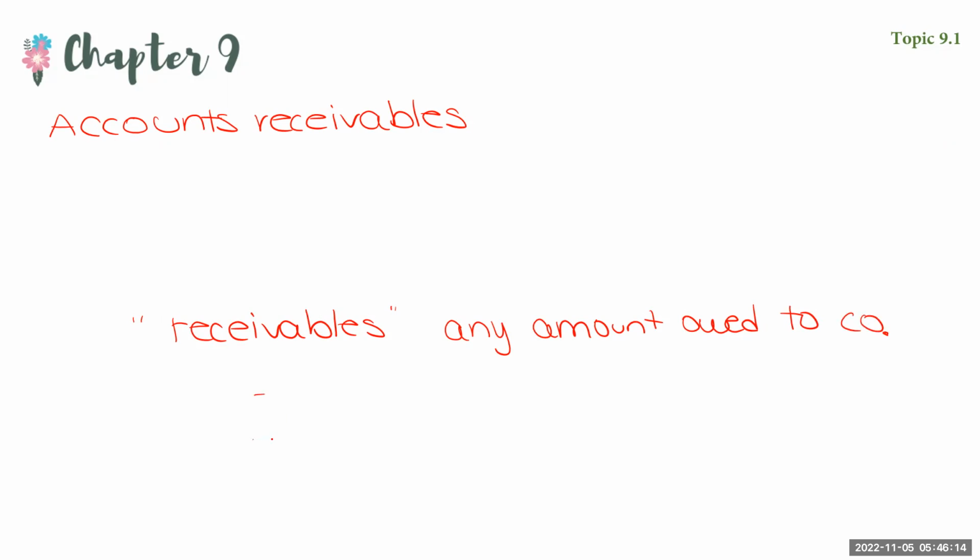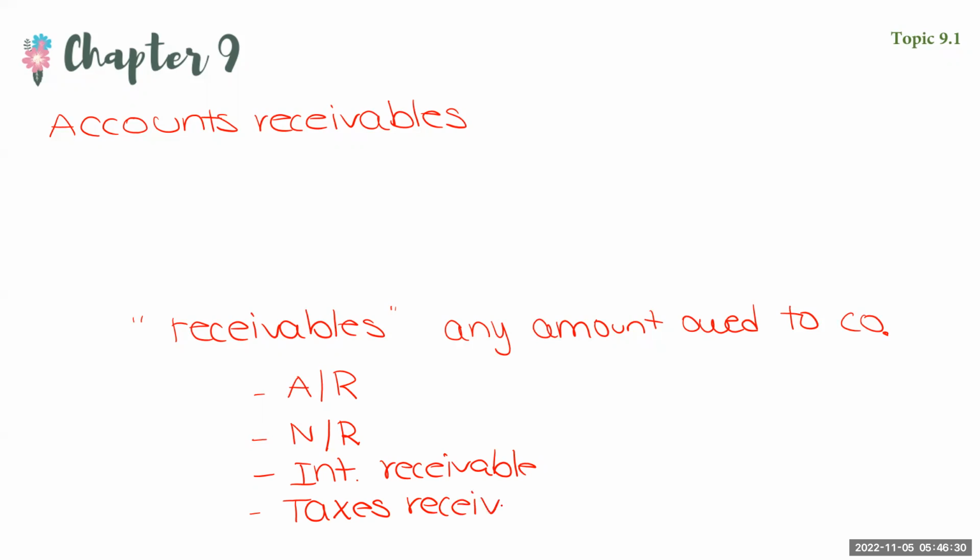Now, there are some common types, right? Obviously, AR, notes receivable, could be interest receivable from our bank, could be taxes receivable from the federal government. Maybe we're getting a tax refund, so we book that as a tax receivable, right? So it's any amount owed to us, right? Doesn't really matter the party, bank, government. This could be a supplier. And we know accounts receivable are from our customers, okay?